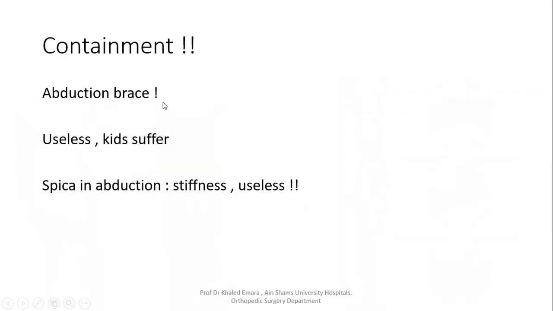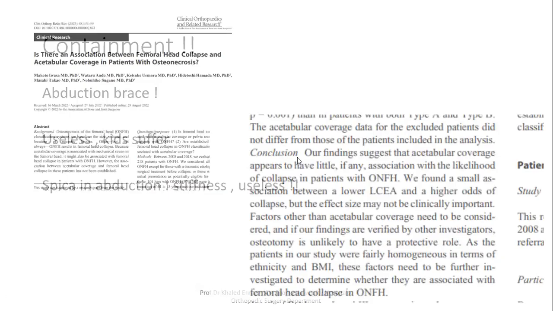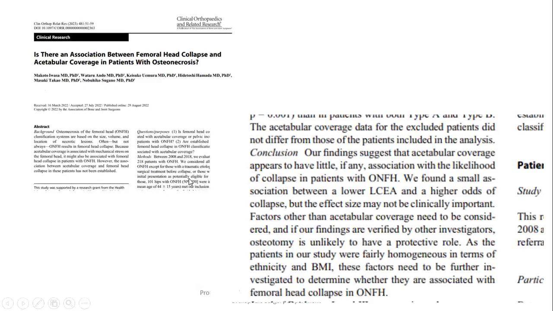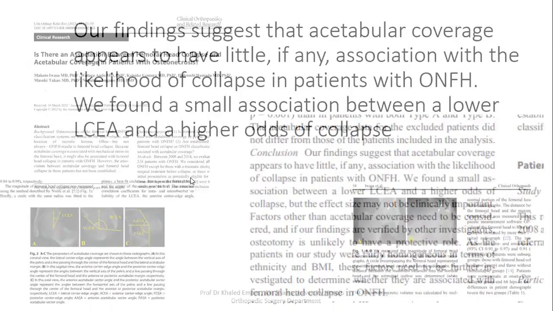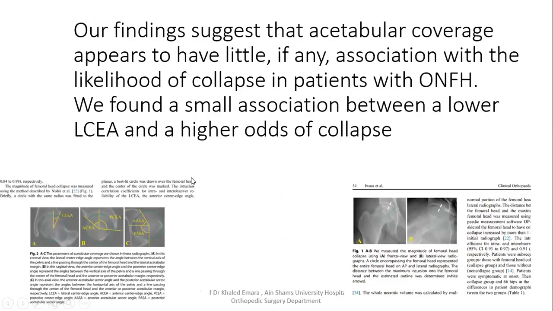The main concept behind many surgeries that we hear about in treatment of Perthes disease is what they call containment. They propose a theory that if we force this deformed head inside the acetabulum, eventually it will get remodeled and take the shape of this acetabulum, which doesn't make sense. This containment is done either by abduction brace, which is useless and just makes the patient suffer from stiffness and stuff like that, or by pushing the head inside by whatever technique.